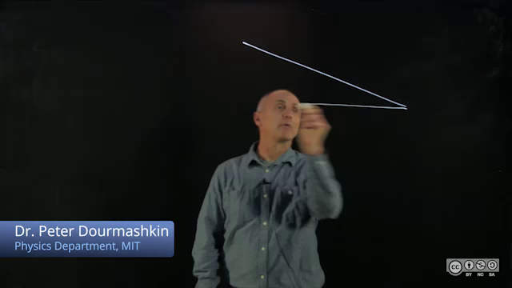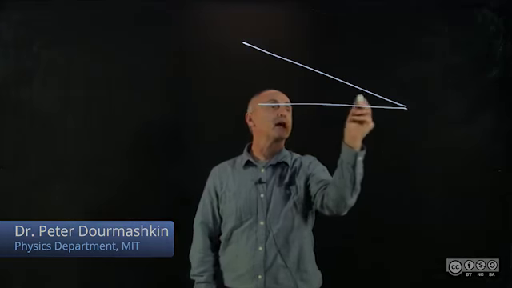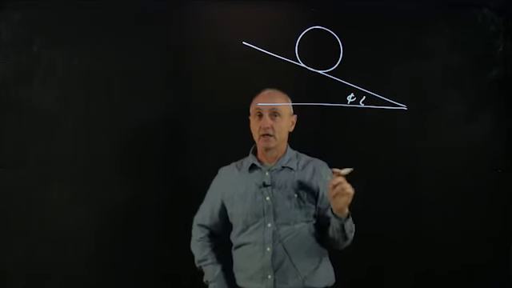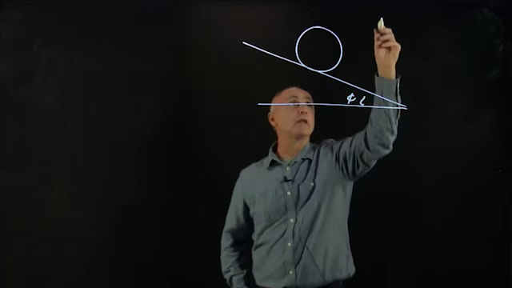Now let's go back and analyze that same problem that we were looking at before of a wheel rolling down an inclined plane, and it's rolling without slipping. But instead of using the energy method, we're now going to use the torque method. So let's consider the center of mass.